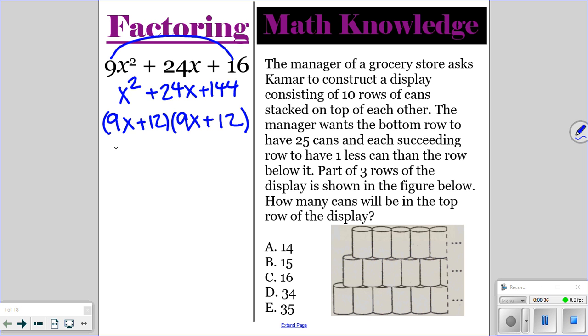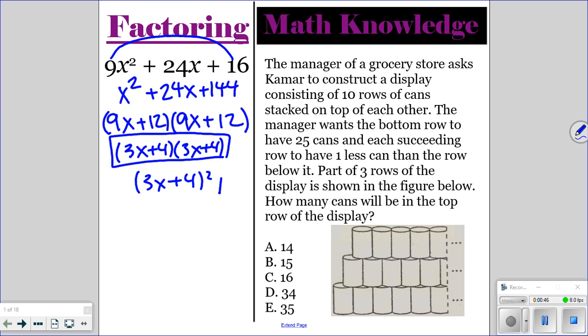And then these will both reduce to 3x plus 4, which you can also write as just 3x plus 4 squared. So either one of those is fine.